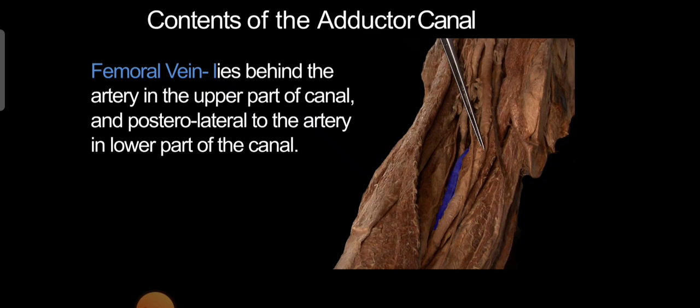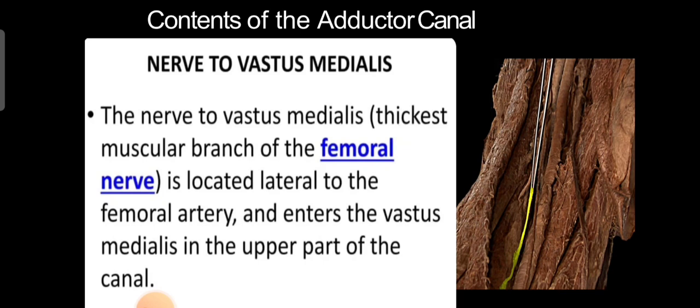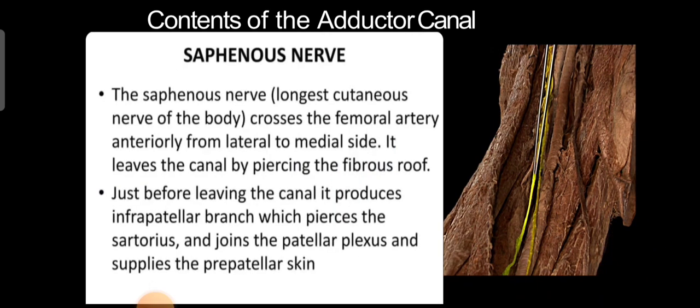Then we have the femoral vein, which lies behind the artery in the upper part of the canal and posterolateral to the artery in the lower part of the canal. So here we can see the relation of femoral artery and the vein. Then we have nerve to vastus medialis, which is one of the contents of the adductor canal. This is the thickest muscular branch from the femoral nerve, and it is located lateral to the femoral artery. And it enters the vastus medialis in the upper part of the canal.